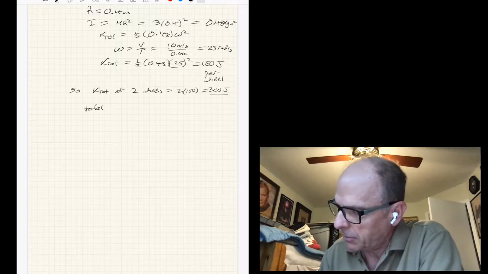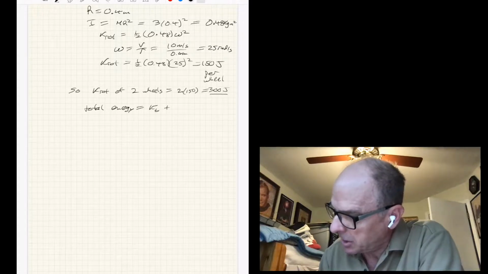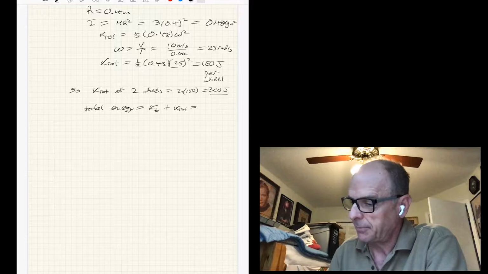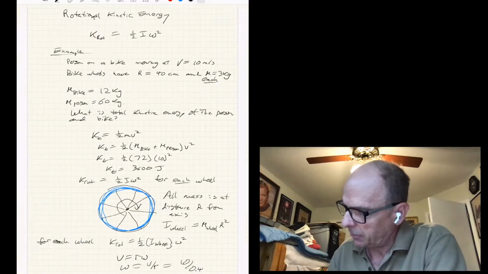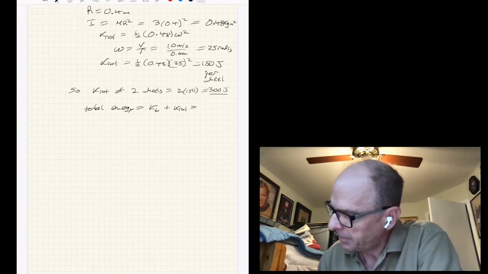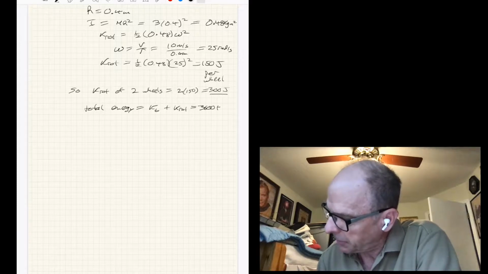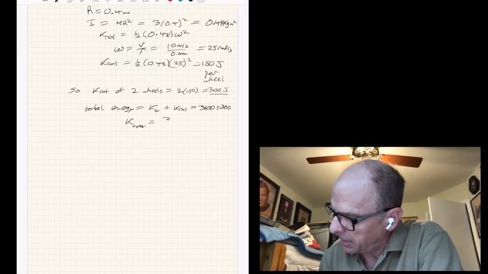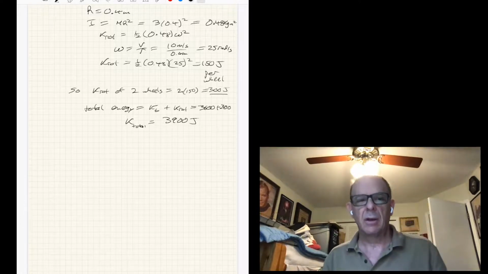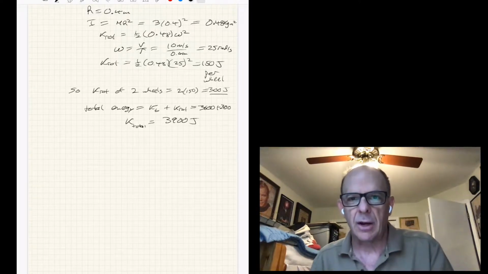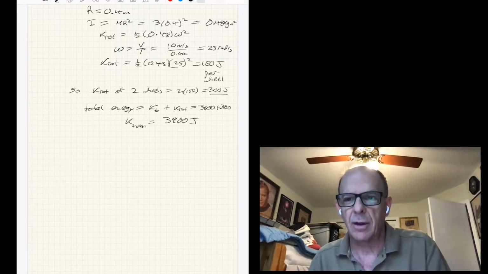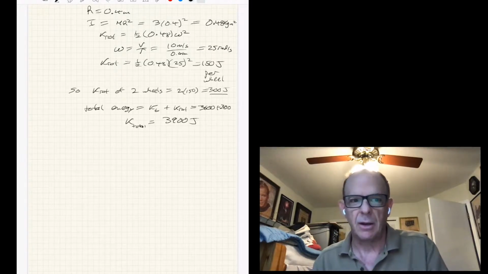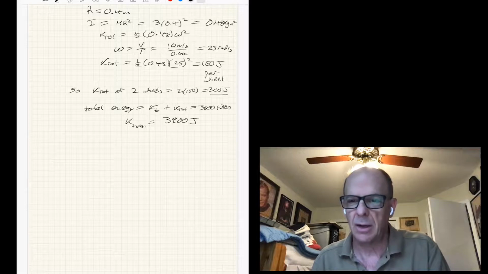So the total kinetic energy of the bike is the translational energy plus the rotational energy. The translational energy was 3,600 plus 300. So K total is 3,900 joules. So in this particular example, the rotational kinetic energy was a little bit less than 10% of the translational energy, but it is a component of the energy that needs to be calculated.